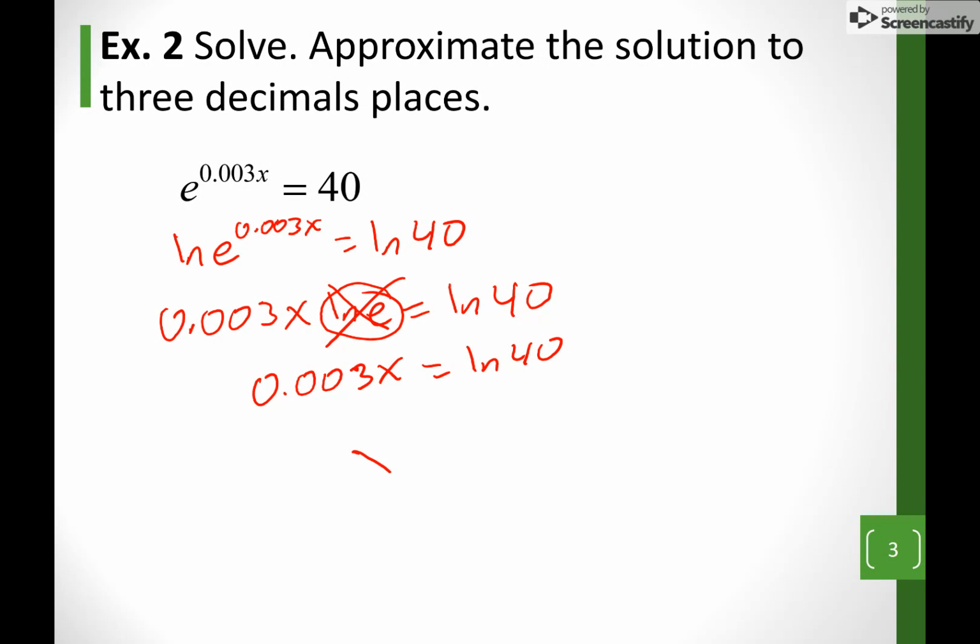So divide by the decimal, we should agree that x is equal to natural log of 40 divided by 0.003. So let me type that in on my calculator. Natural log of 40 gives me 3.68 and some more numbers divided by 0.003. I get that x is equal to 1,229.626.